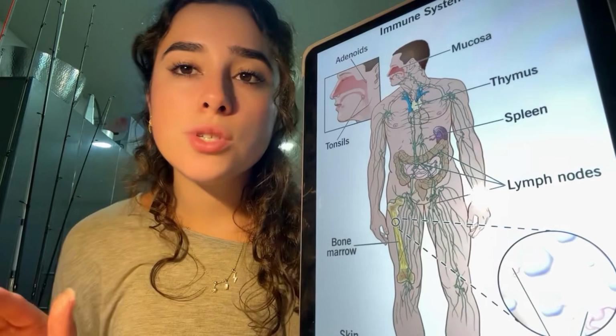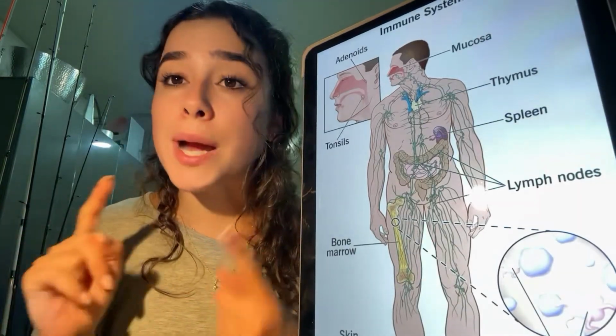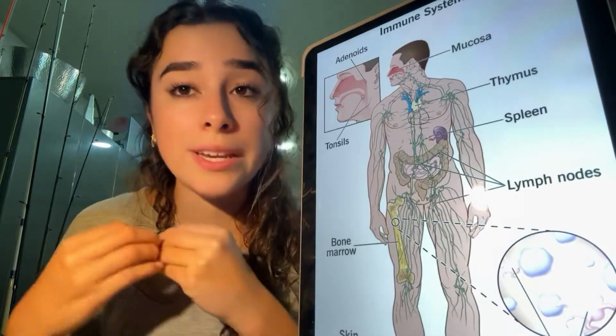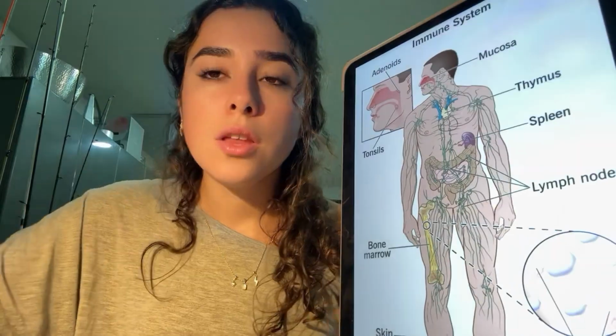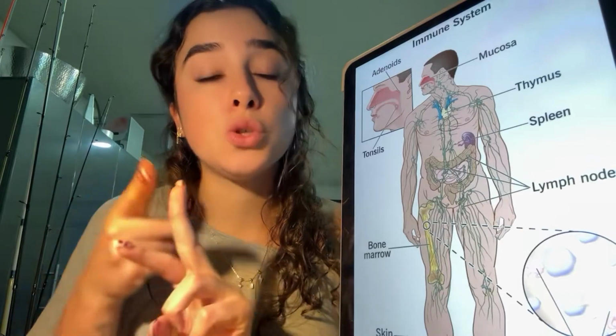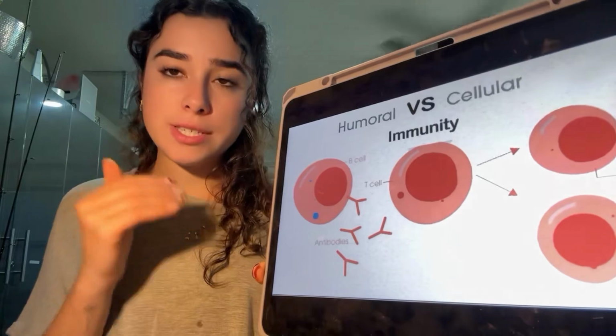Today we'll be talking about the immune system. The immune system has a crucial role in protecting the body from harmful invaders such as bacteria, viruses, fungi. It even has a really important role in killing cancer cells and protecting us from other harmful substances. The immune system operates through two main branches, cellular immunity and humoral immunity, and today we're going to break each of them down. Let's start off with cellular immunity.